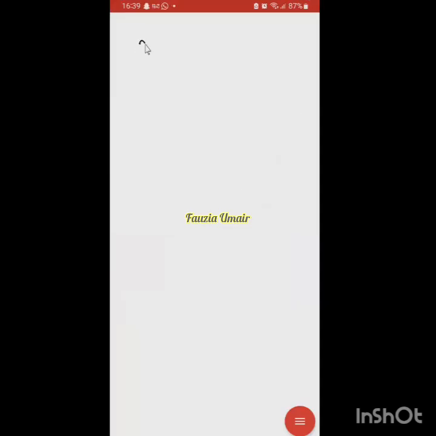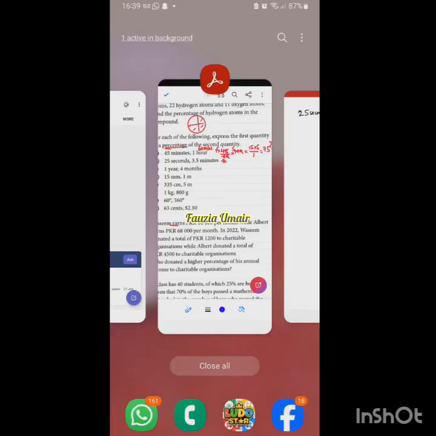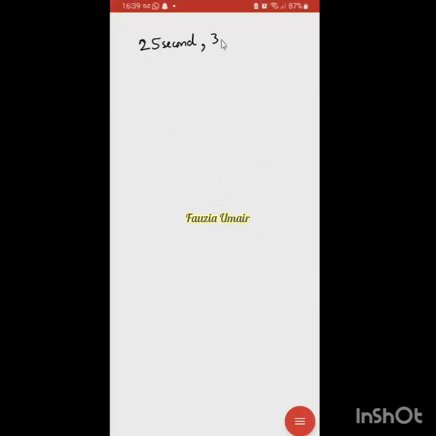The second part of this question is 25 seconds, and the other quantity is 3.5 minutes. We can change it into seconds. So how many seconds are 3.5 minutes? How to convert? Multiply with 60. Very good, multiply with 60.